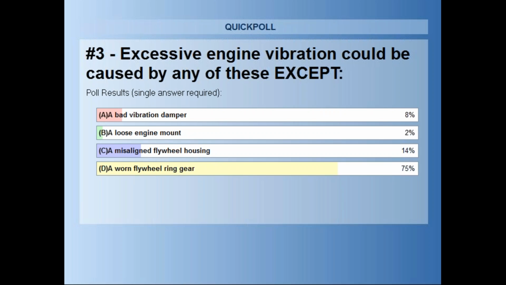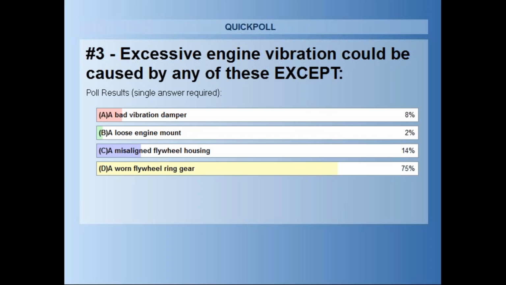They still perform well, folks still understand them, but it kind of makes you look at the question a little bit differently. With this question, excessive engine vibration could be caused by any of these except one. The only answer here that will not cause it is a worn flywheel ring gear. The other 3, a bad vibration damper, a loose engine mount, a misaligned flywheel housing, all will cause engine vibration. So again, we're looking for the incorrect answer here, which was D, worn flywheel ring gear.